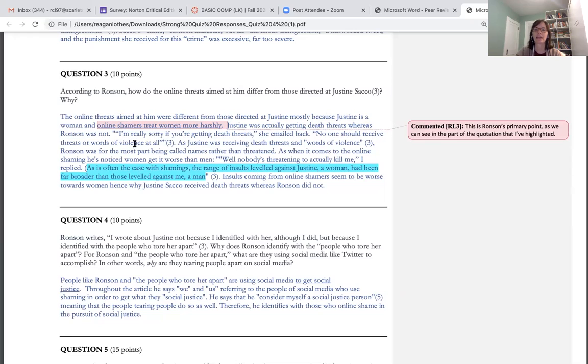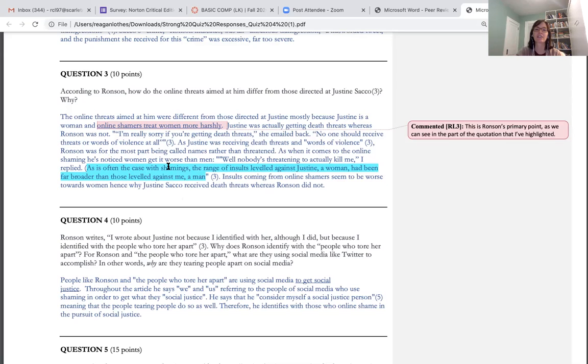And we add a quotation to support those claims. "I'm really sorry if you're getting death threats," she emailed back. "No one should receive threats or words of violence at all." As Justine was receiving death threats and words of violence, Ronson was, for the most part, being called names rather than being threatened. When it comes to online shaming, he's noticed women get it worse than men. "Well, nobody's threatening to actually kill me," I replied. And this is the key sentence, which is why I've highlighted it here. This is the quotation that has the answer contained within it.